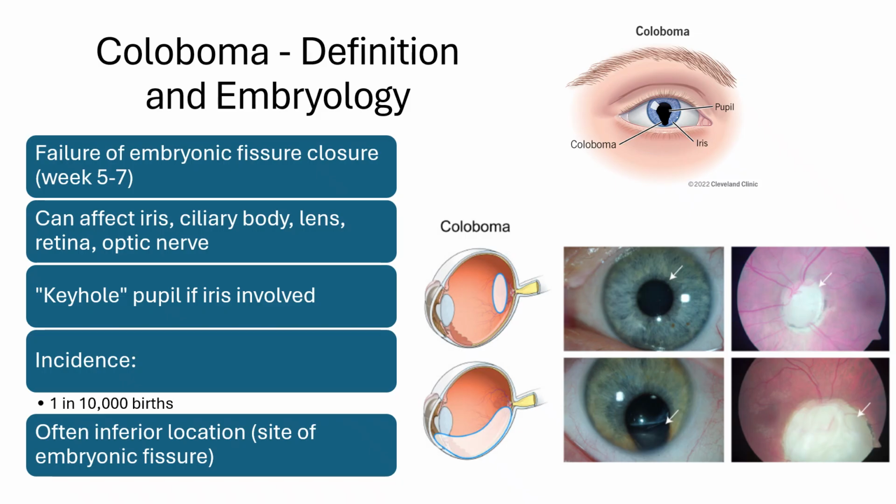Understanding the embryologic basis helps predict which structures might be involved. If the closure defect occurred early, multiple structures along the fissure pathway may be affected. Later closure defects might involve only anterior structures. This temporal relationship during development directly correlates with the extent of the coloboma and ultimately determines visual prognosis.